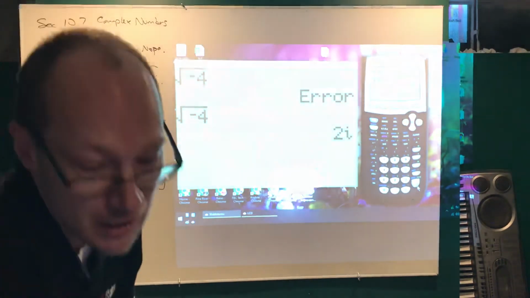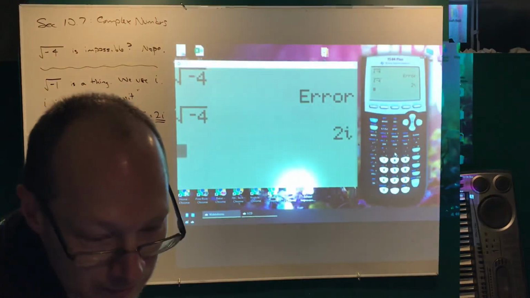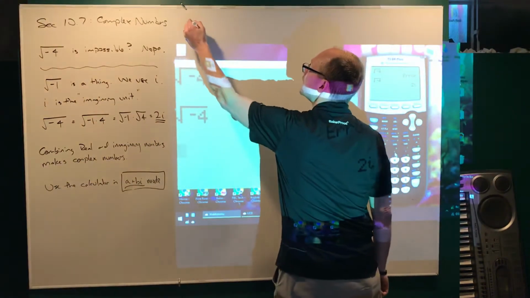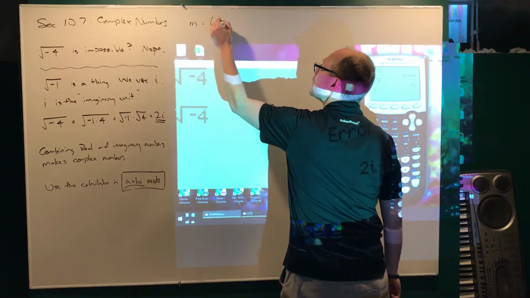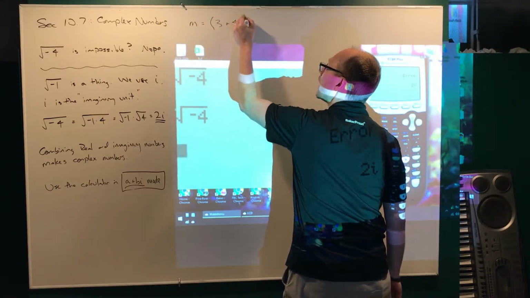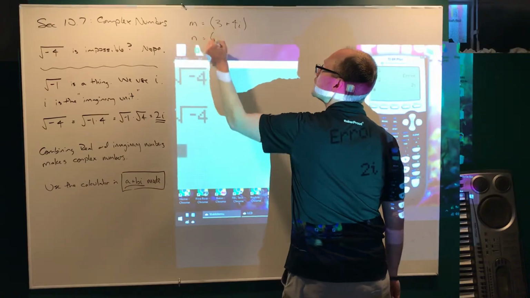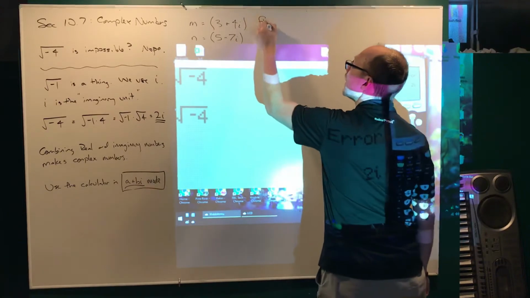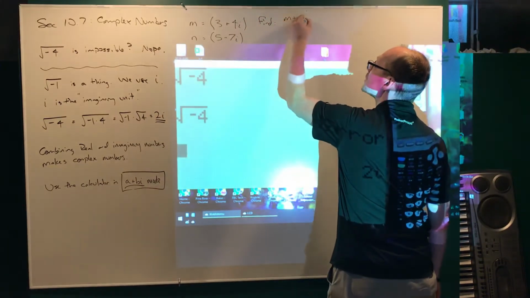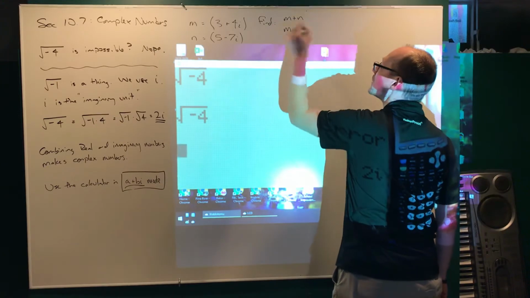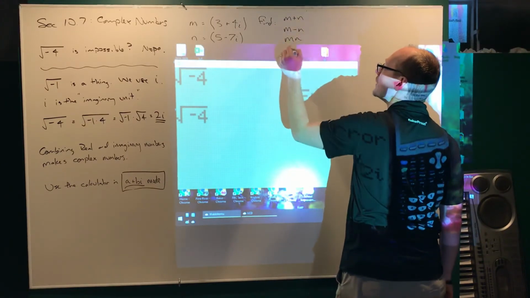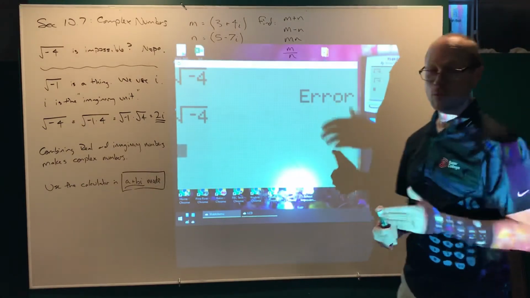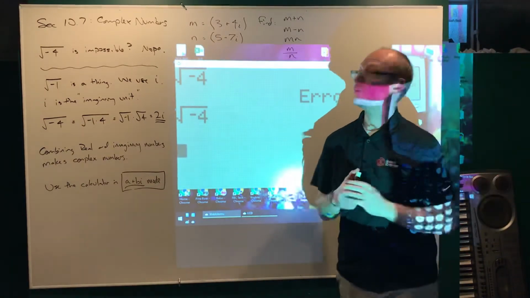So when we're talking about adding, subtracting, multiplying, dividing, let's say that, given m equals 3 plus 4i and n equals 5 minus 7i, find m plus n, m minus n, m times n, and m divided by n. Can we do all of those? Well, first of all, you can treat it just like it's a variable.